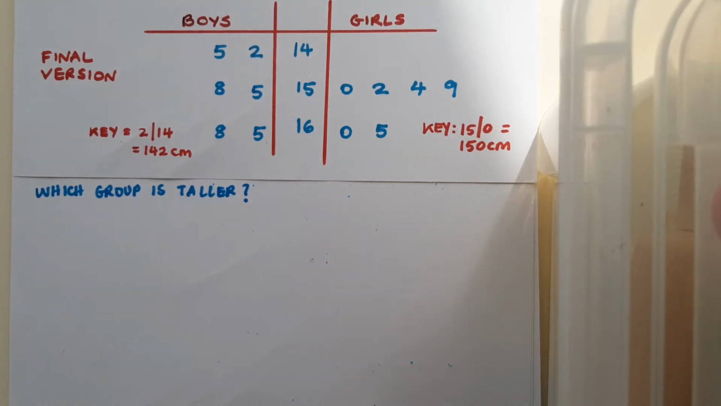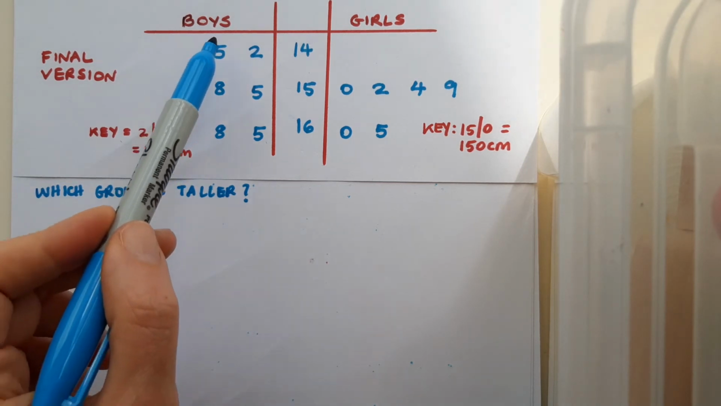Well, when I'm trying to compare two groups, it's important that I talk about averages. I should state which group is taller on average. Remember, there are 3 different types of average that I can choose from: mode, median, and mean. Mean is generally a good choice unless you have got an outlier. Let's have a look at the data on both sides.